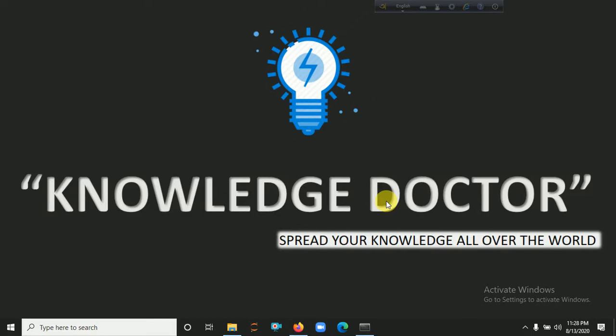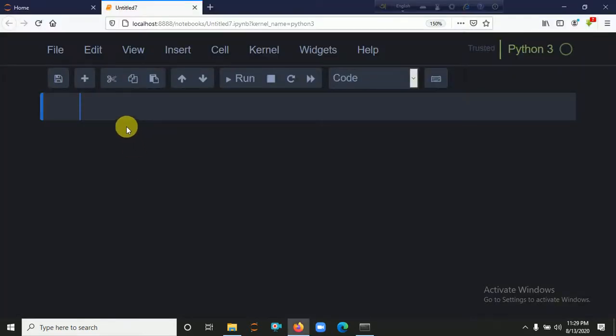So in this tutorial we discuss the arithmetic operations and precedence. So here you go, I already created a file in my Jupyter notebook. So here's my Jupyter notebook shell. So let's talk about the arithmetic operations.